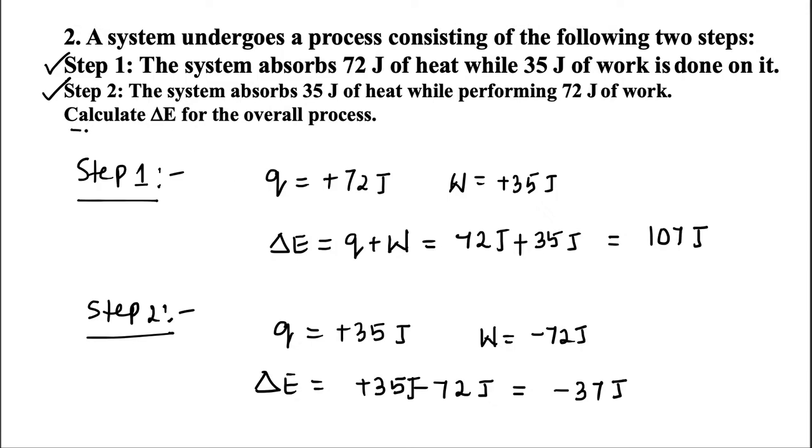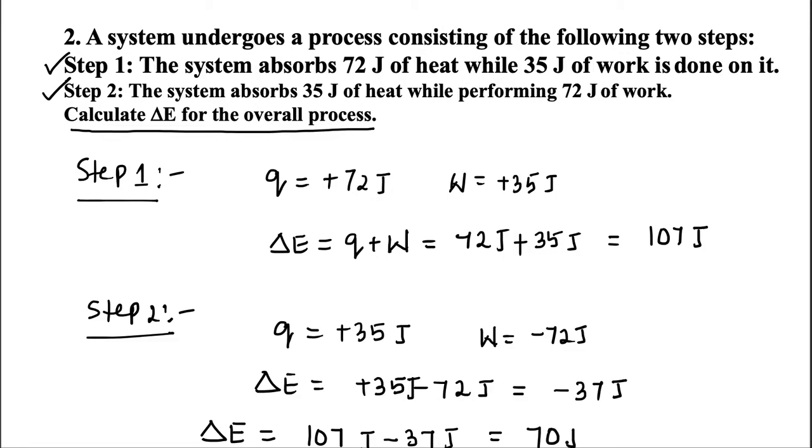And what is the problem here? Calculate delta E for the overall process. Delta E for the overall process is delta E in step 1 plus delta E in step 2. That is 107 joules, sorry, only joules, not kilojoules, minus 37 joules. Therefore, overall there is a gain of 70 joules of energy. So that much internal energy increases from these two steps in the system.